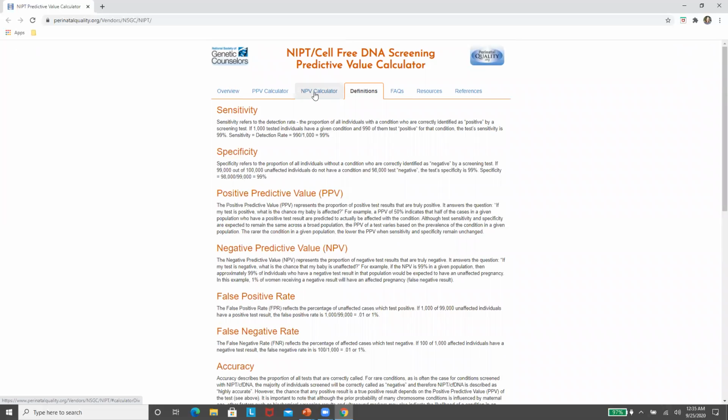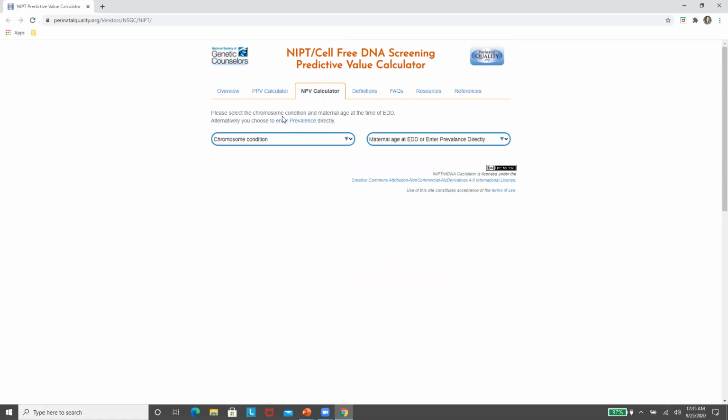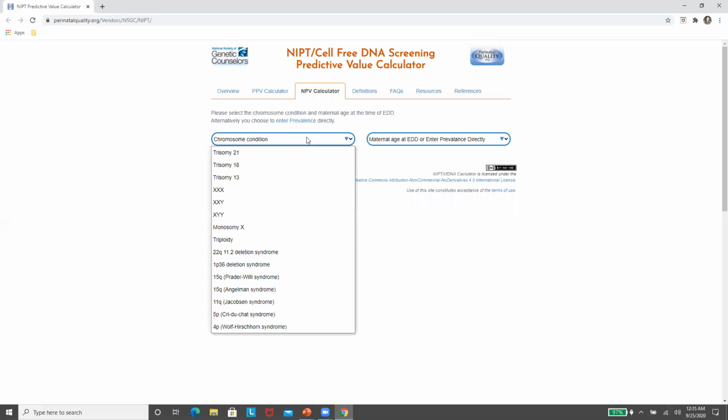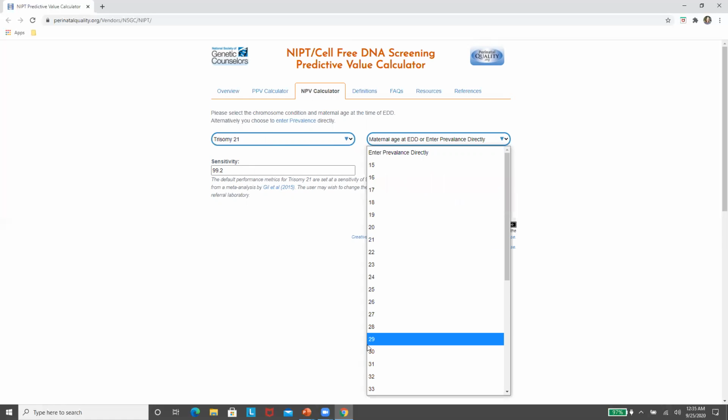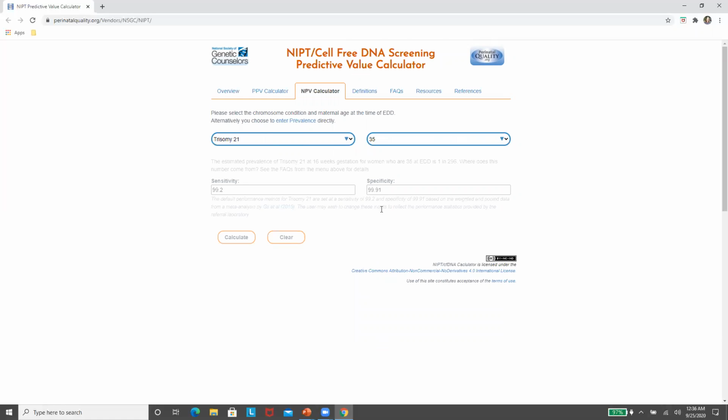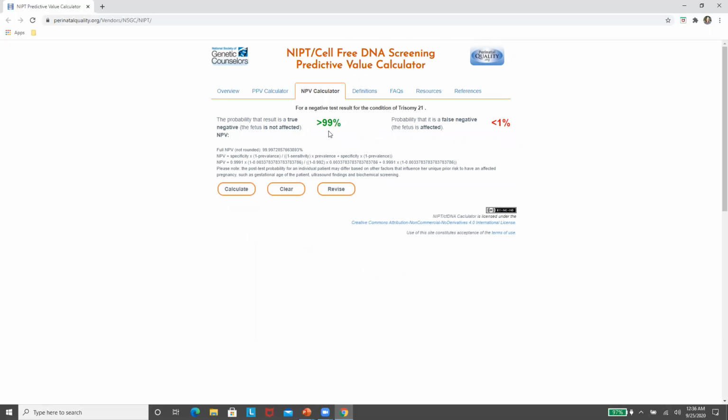Let's go through a case example. Negative predictive value is the chance that a negative result is a true negative. If we take a case of trisomy 21, maternal age at estimated due date of 35, here you have the sensitivity and specificity. These are the default performance metrics. If the laboratory you used provides their own sensitivity and specificity, please enter those in. You calculate it, and the negative predictive value is greater than 99%. So the chance that this truly is a negative result is over 99%.